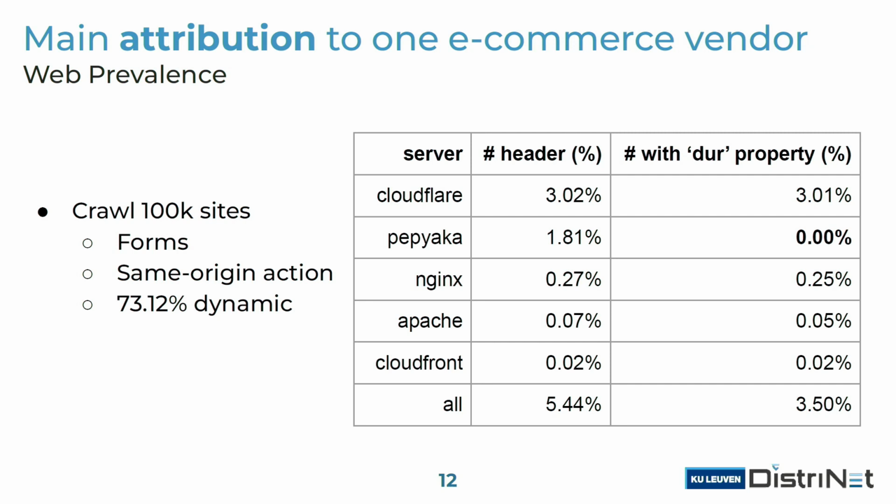Then I also included Nginx and Apache because they're very well-known web servers. And it's more likely that these are not setting the server timing header themselves, but the developers are actively choosing to enable this. CloudFront is the second to last row. And this is a CDN of AWS, which provides an option to enable the server timing header in their UI.